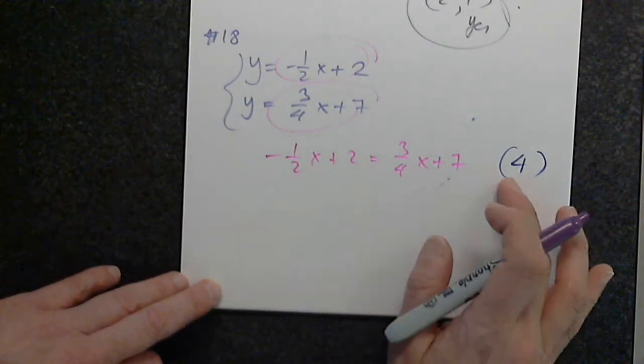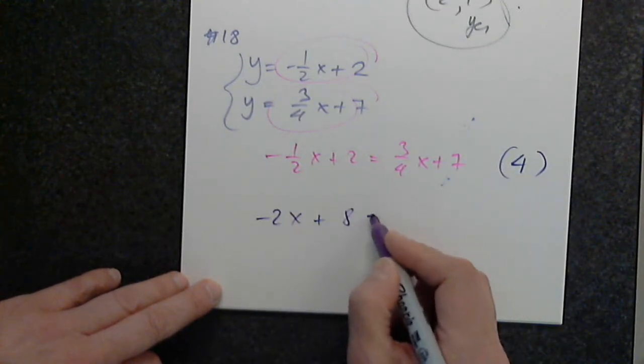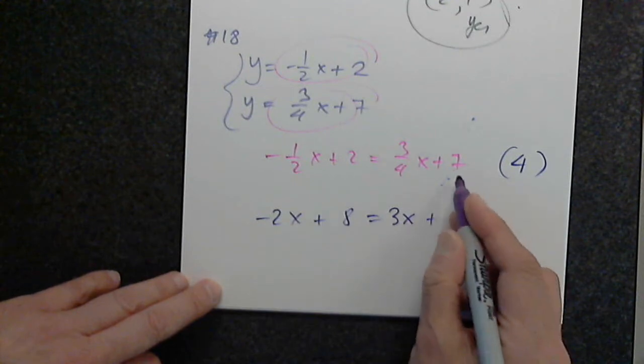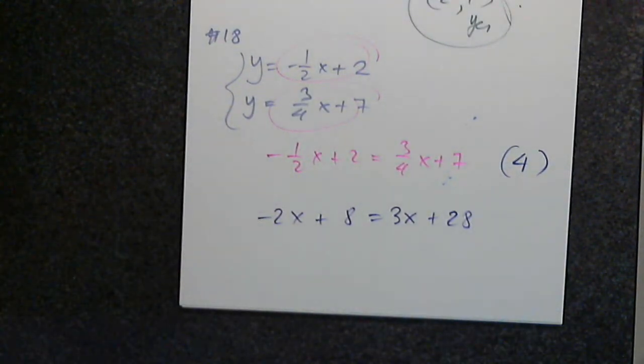So negative 1/2 times 4 is negative 2x. 2 times 4 is 8. 3/4 times 4 is 3x. And 7 times 4 is 28. Let's take a moment and see if we agree with this.